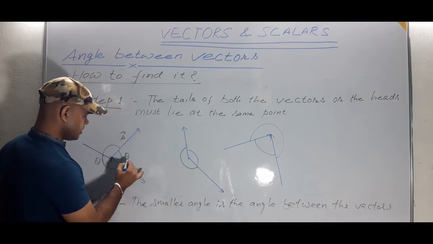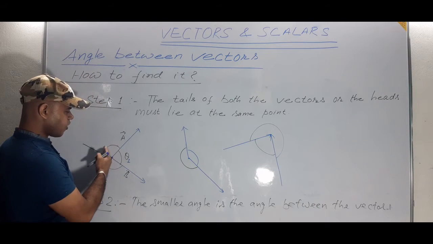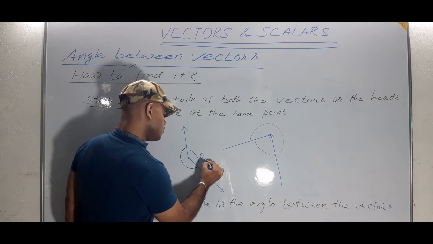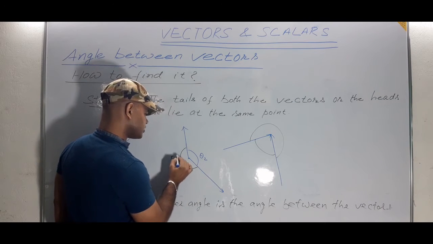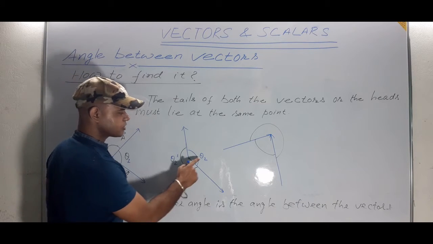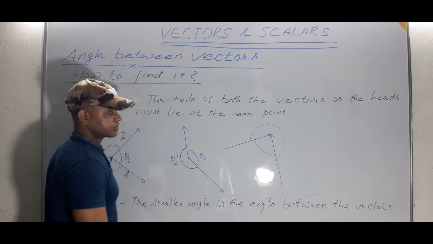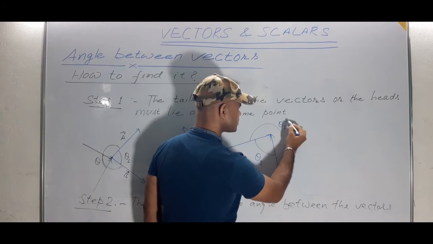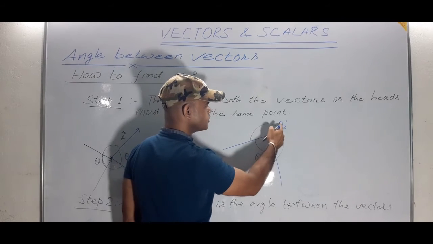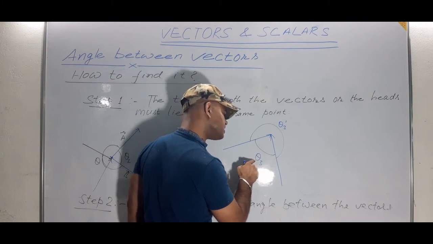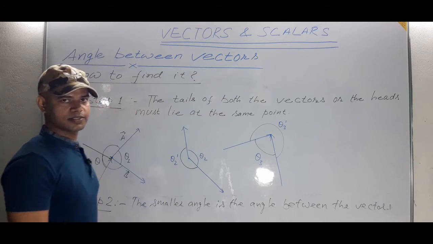Here theta 1 is the angle between the vectors, not this one. Here let's say theta 2 and this is theta 2 dash. So theta 2 is the angle between the vectors, not theta 2 dash, because theta 2 is smaller than theta 2 dash. Similarly, if I call this theta 3 and this one theta 3 dash, then theta 3 is the smaller of these two angles. So the smaller angle, that is theta 3, is the angle between the vectors, right?